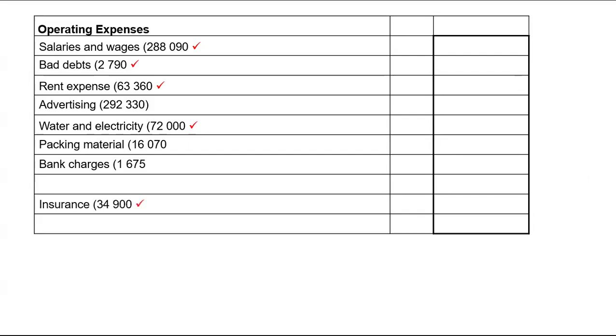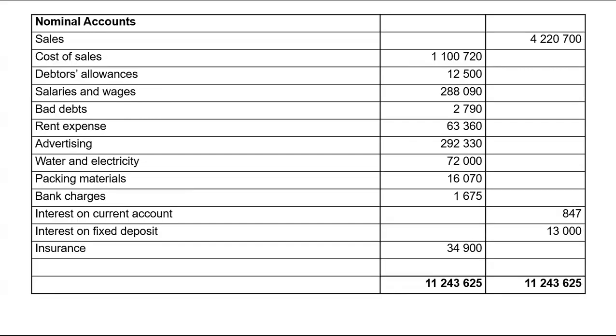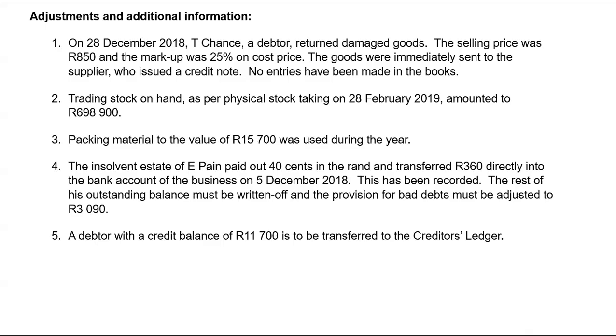Once I've recorded everything, I'm just going to go back to the nominal account section to see if I left anything out. And from the look of things, I did not leave anything out. Let us go to the first transaction. It says on the 28th of February 2018, T-Chance returned damaged goods. The selling price was 850 and the markup was 25% on cost. The goods were immediately sent to the supplier who issued a credit note. No entries have been made in the books.